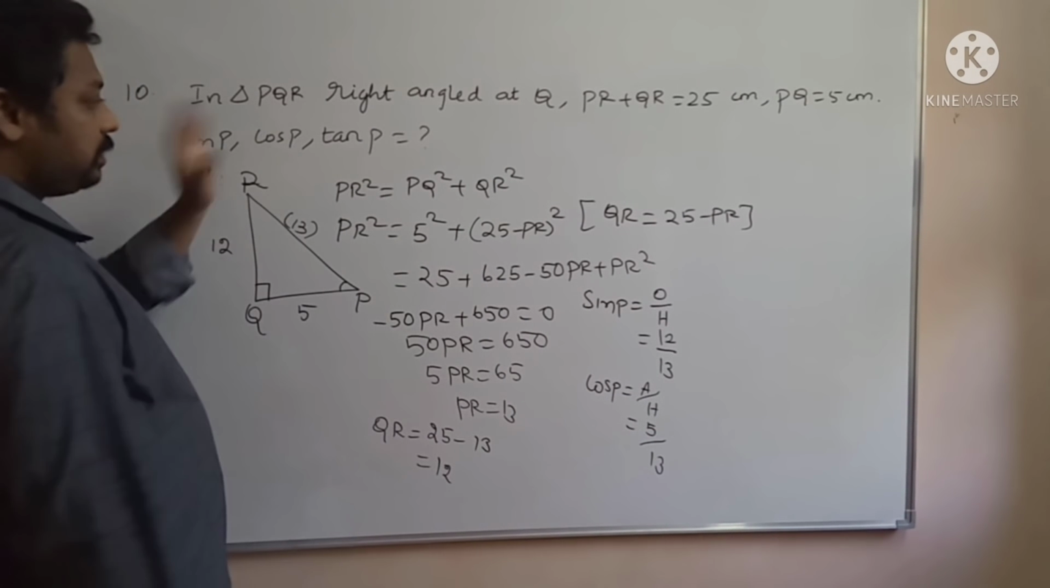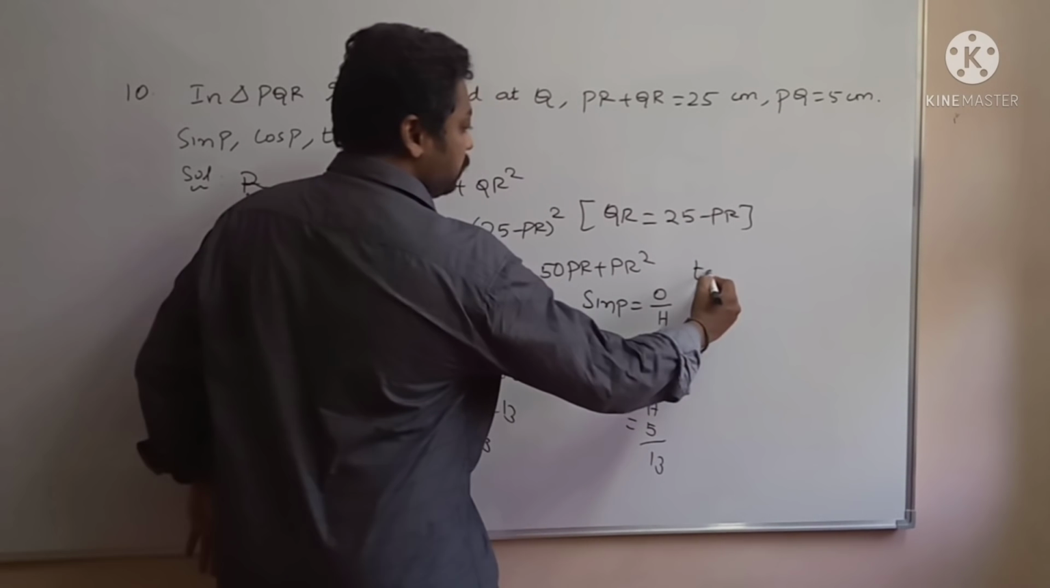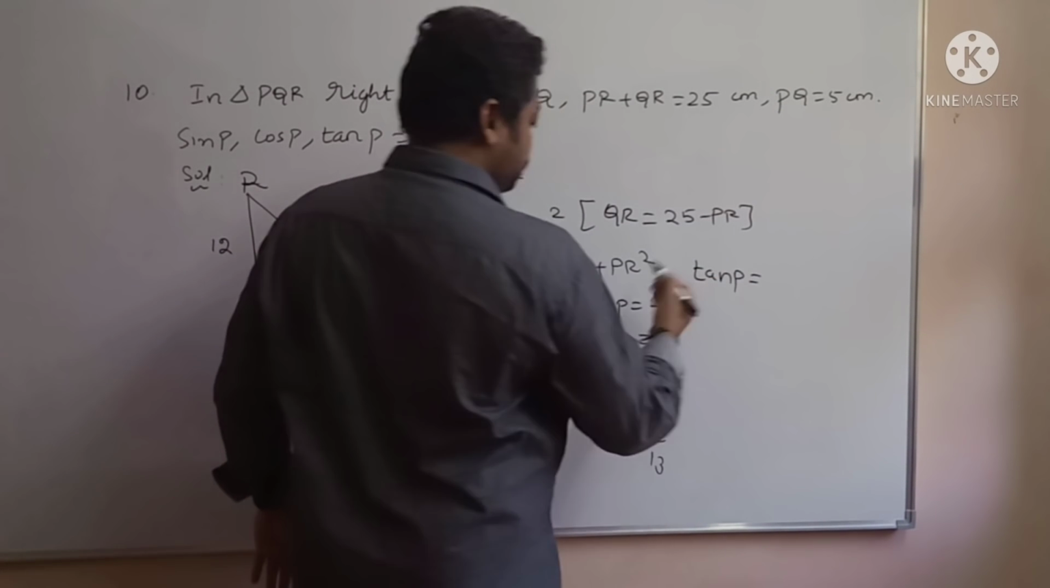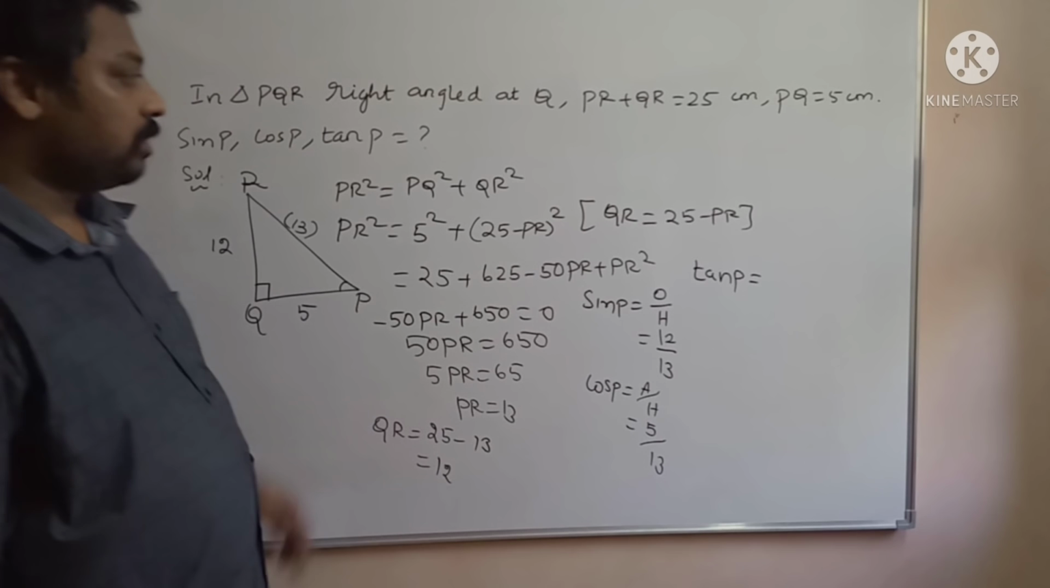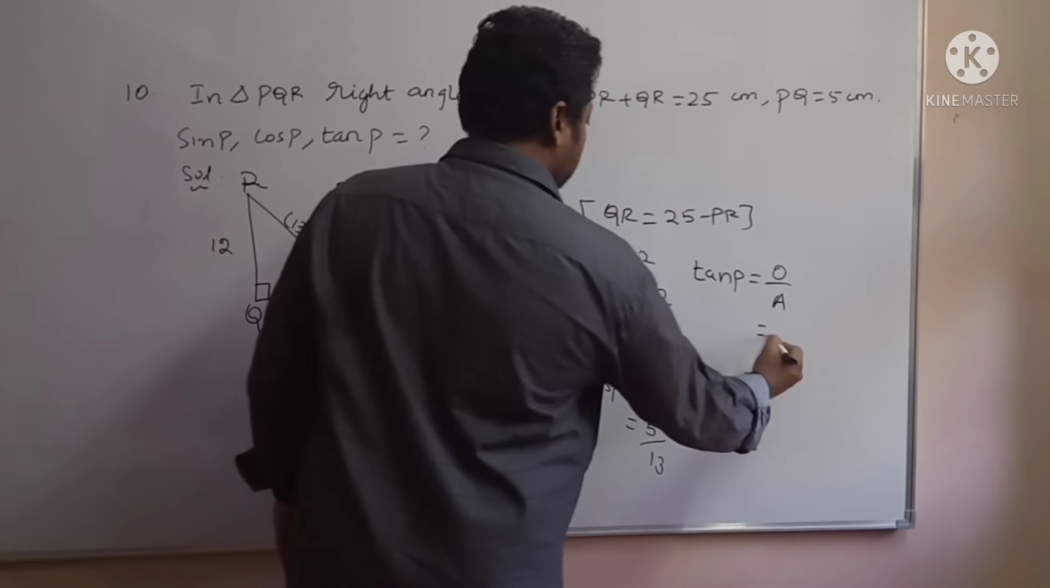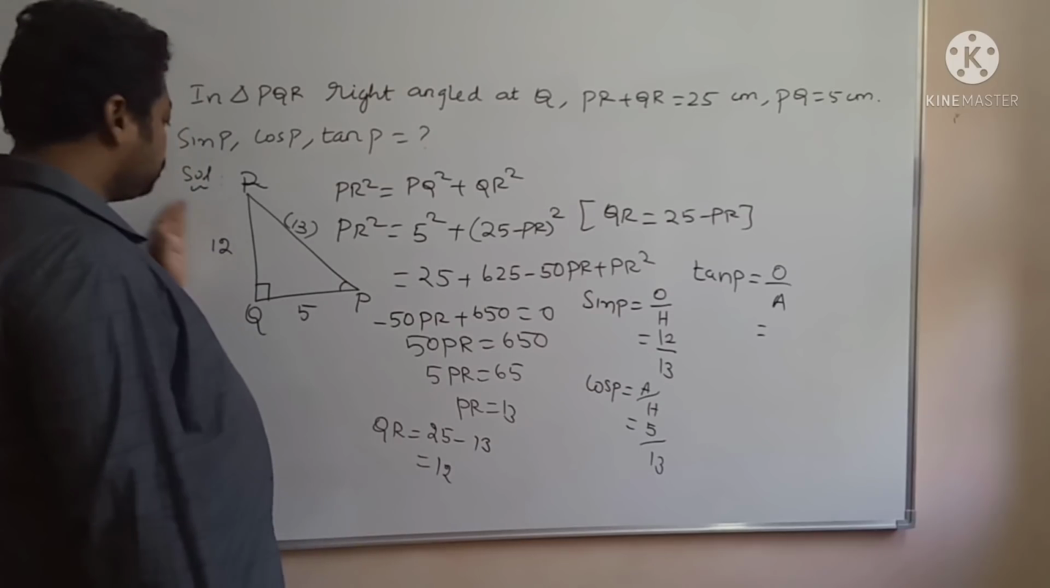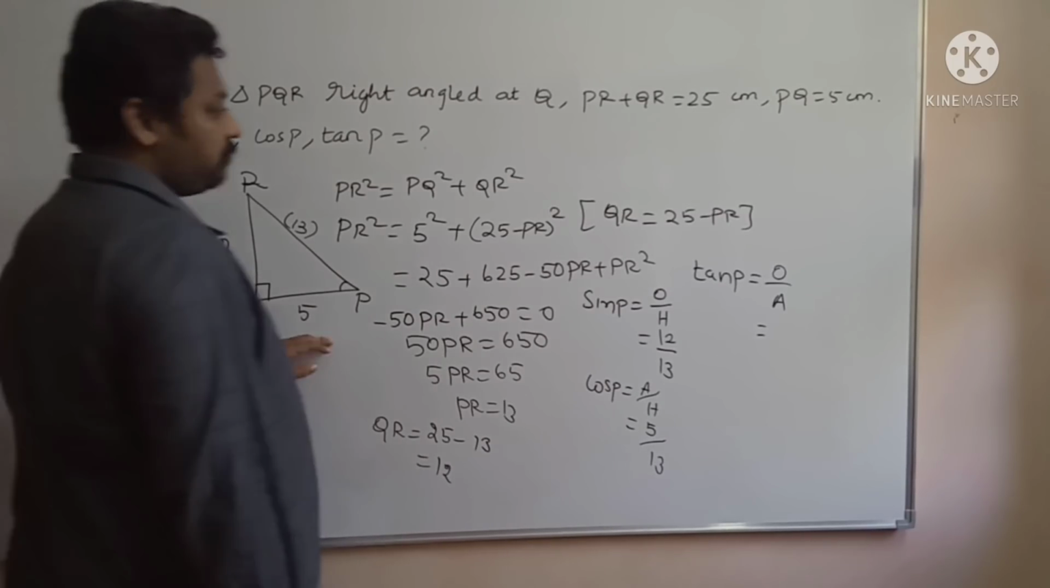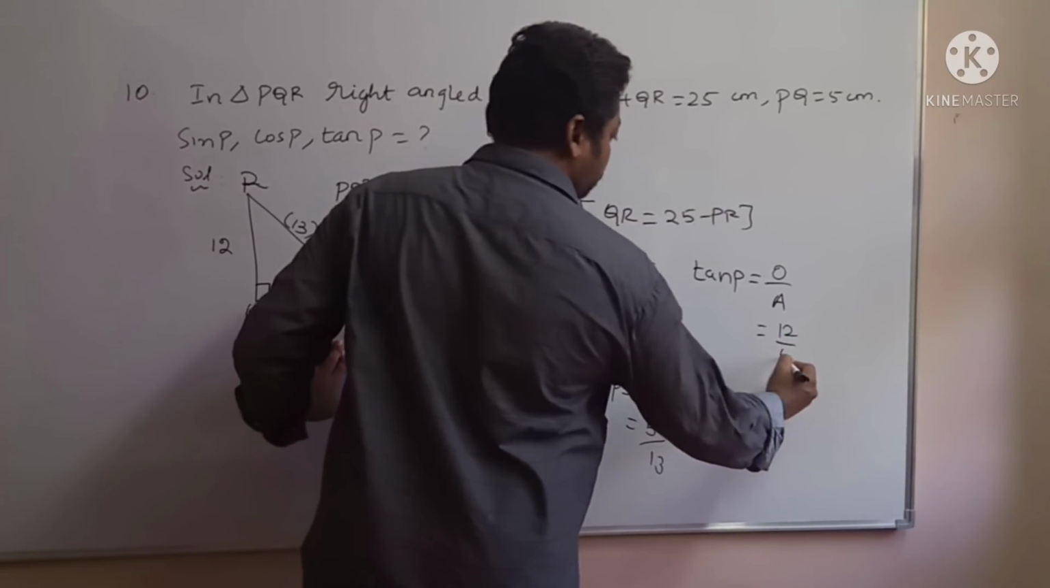Now we find tan P. So what is tan P? Tan P is sin P by cos P, otherwise opposite side by adjacent. So opposite by adjacent: this is the opposite 12, this is the adjacent 5. So 12 by 5.